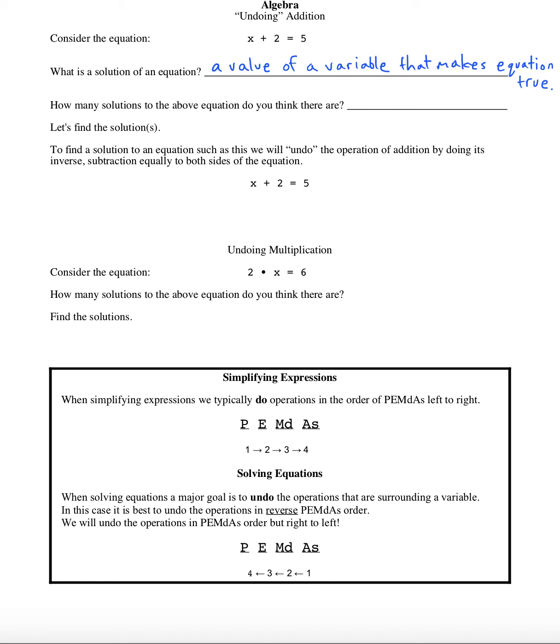Okay, let's take a look at this equation. X plus 2 equals 5. How many solutions do you think there are to the equation? Some equations have no solutions. Some have one solution. You could have 2, 3, or even infinite solutions. This one has just one. There's one particular value of the variable here that would make the equation true, and there's no other values that would make it true.